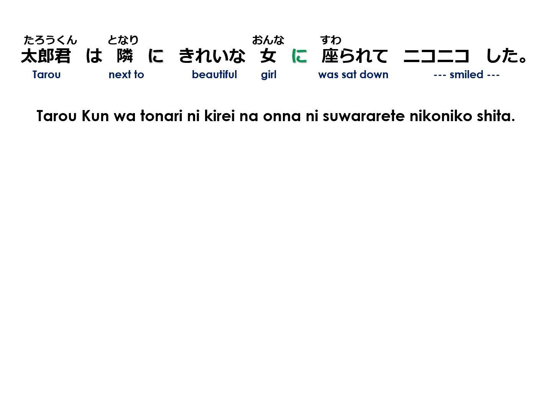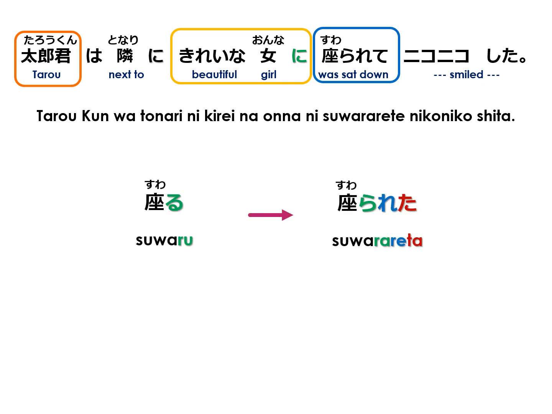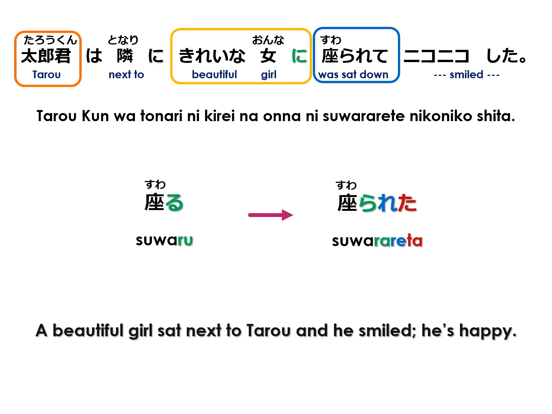So the happy victim is Taro-kun and the perpetrator is kirei na onna, or a beautiful girl. And what did the perpetrator do? Our passive form verb is suwararete, which comes from suwaru, meaning to sit down. And so translation: a beautiful girl sat next to Taro and he smiled, meaning he was happy she sat beside him.